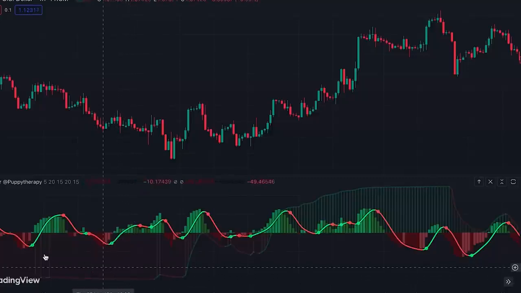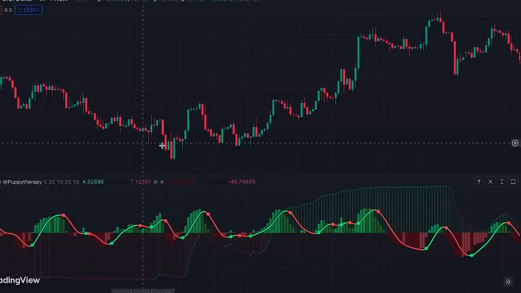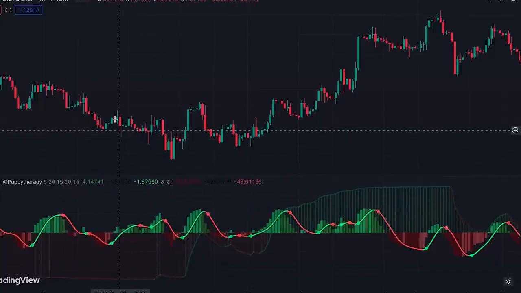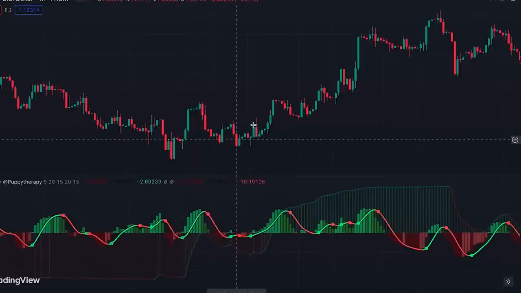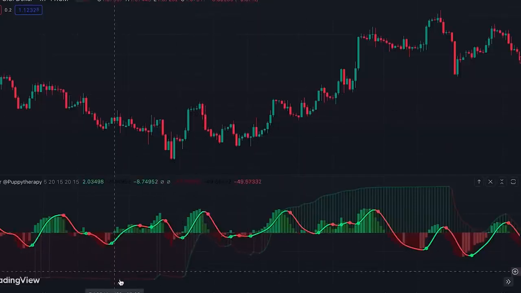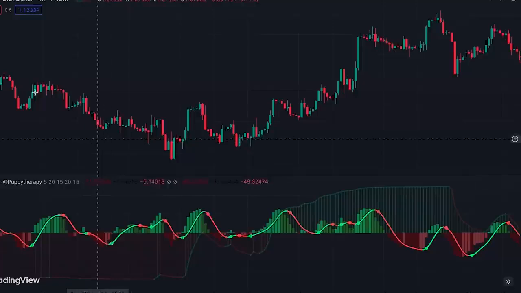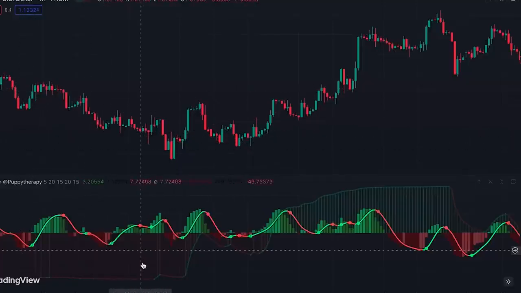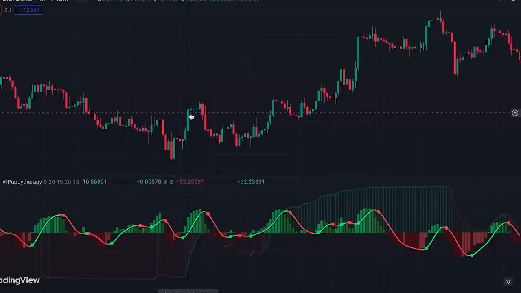For example, here, while the histogram is red, when the line becomes green, it shows that the downtrend is weakening. It can be because of a pullback, or it can be a sign that a reversal is probably going to happen. Also, the distance of the histogram from the center line shows the strength of the trend. When it's far from the center line, it shows that the trend is strong, and when it gradually or suddenly becomes shorter, it shows weakness in the trend.